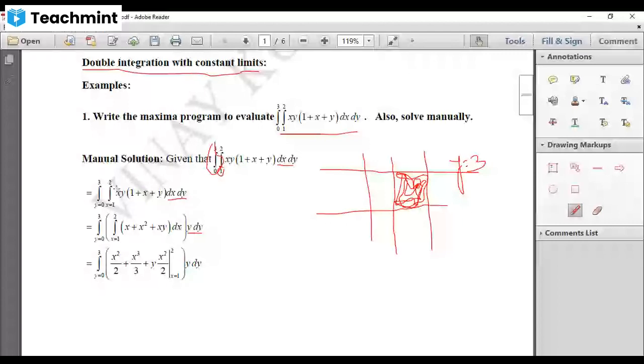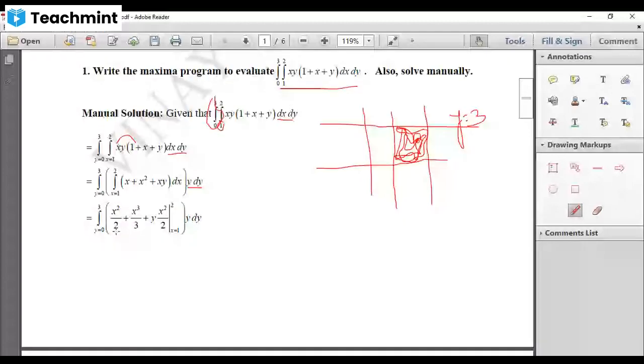Then multiply this x with respect to this. So x into 1, x into x, x square, x into y, xy. I cannot separate this y because it is a sum. So x into y is xy of dx. Now let us integrate. What is the integral of x? x square by 2. Integral of x square, x cube by 3. Plus y is constant, so I'll keep that as it is. What is the integral of x? x square by 2. And the limit is from 1 to 2. So I'll write down that one. I'll keep the remaining as it is.